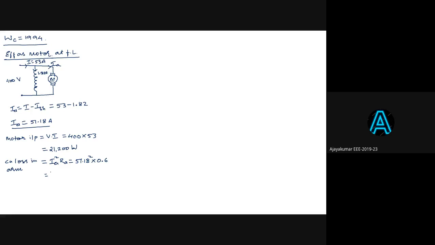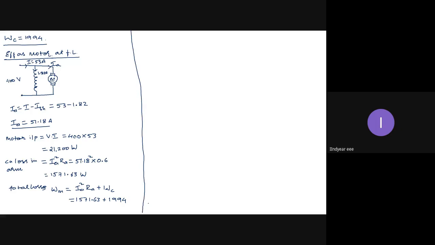1521.63, 1571.63 watts. Okay, now total losses in motor. Total losses WM is equal to IA square RA plus constant losses WC. So this is equal to 1571.63 plus 1994. So 3565.6. This is WM, 3565.6 watts. So these are the total losses in the motor.